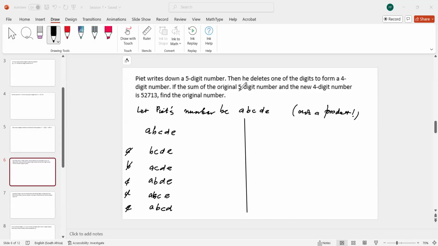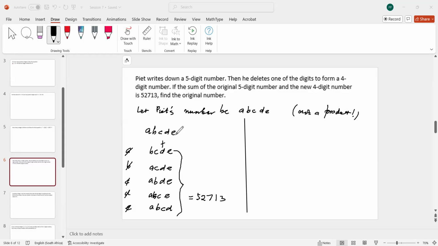Right. Now, if the sum of the original number, in other words, this plus any one of these, right? If the sum of the original 5-digit number and the new 4-digit number, this sum here, is equal to 5, 2, 7, 1, 3. Find the original number. Oh, this looks like a very hard problem. Right. We don't know 5 unknowns. All right, but now this sum here is 52713.